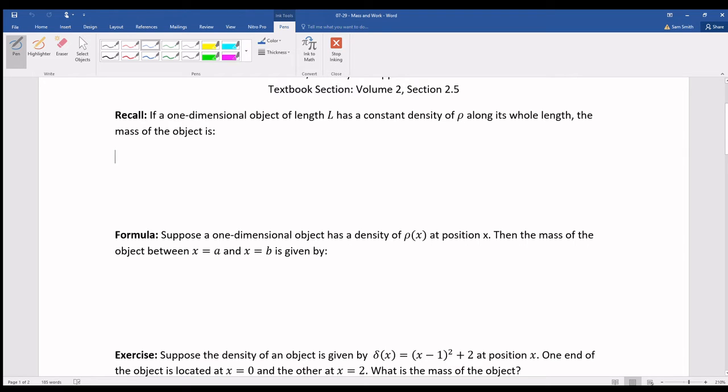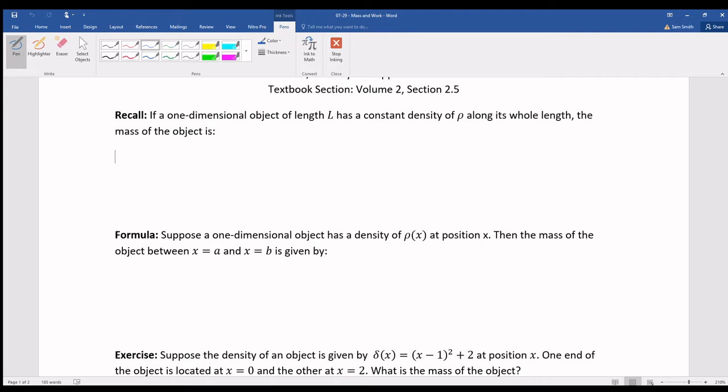In this section of the class, we're going to begin talking about some of the applications of integrals to some very common physics problems. And so in this video, let's talk about the application of integrals to finding the mass of an object whose density may be varying along its length.